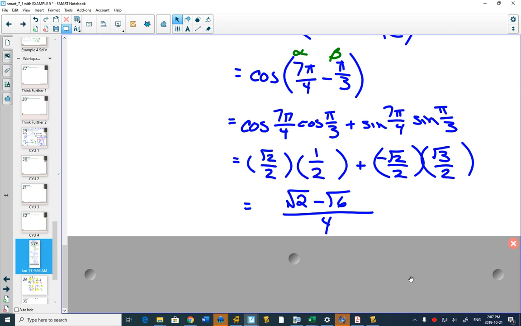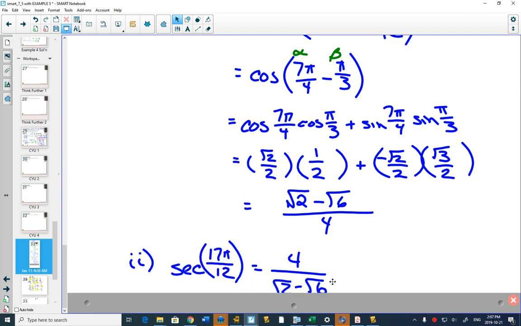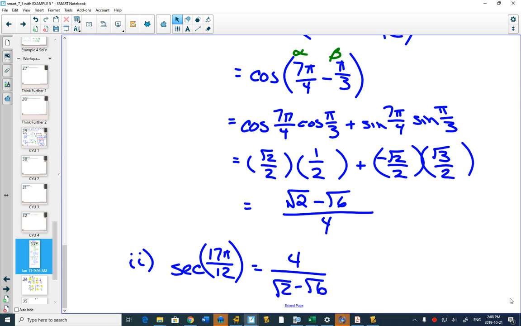And sometimes after figuring out a cos of pi over 12 question, sometimes an exam has a part B where it says, can you now figure out what secant of 17 pi over 12 is? If you know cos of 17 pi over 12 is this, the answer will just be the reciprocal for secant.